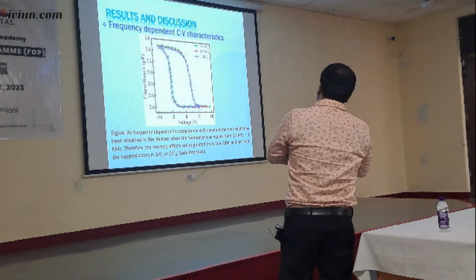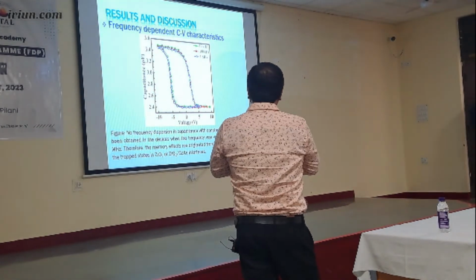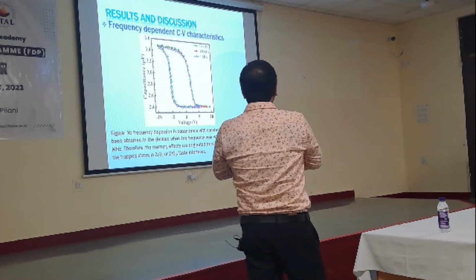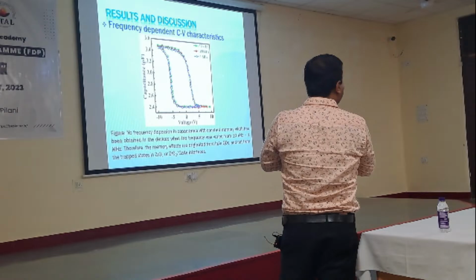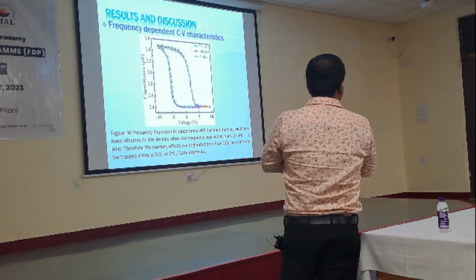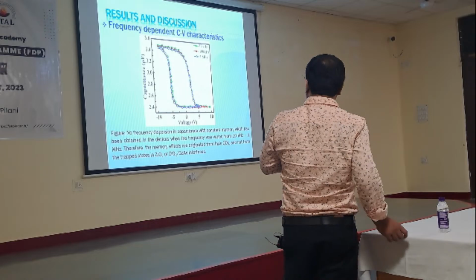So you can see that in that frequency range, your memory effect originates only due to the presence of the quantum dot, not due to the presence of an interface trap between the gallium arsenide and ZrO2 surface.